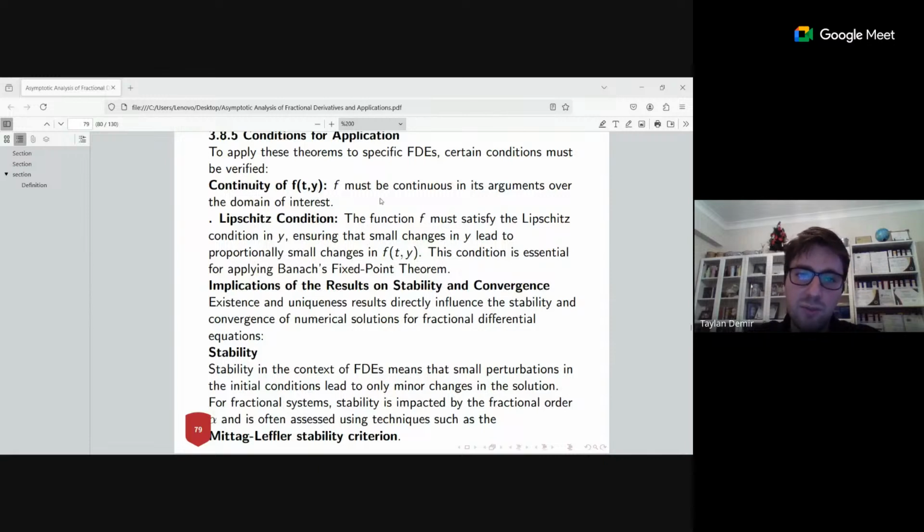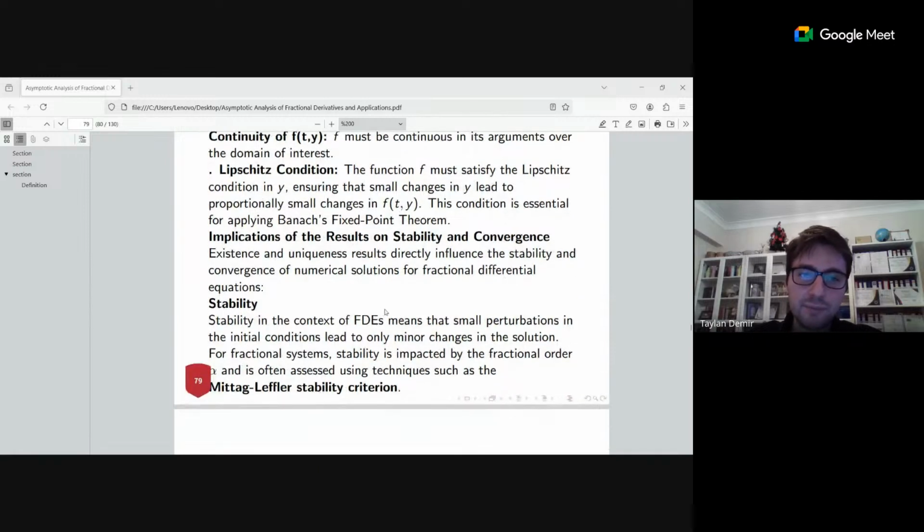because f must be continuous in its arguments over the domain of interest. And the Lipschitz condition is given in this part, because the function f must satisfy the Lipschitz condition in y, ensuring that small changes in y lead to proportionally small changes in the f of t and y function. This condition is essential for applying Banach's fixed point theorem.